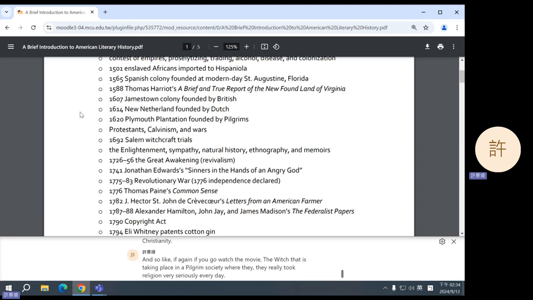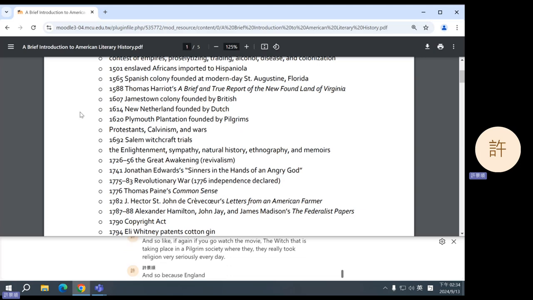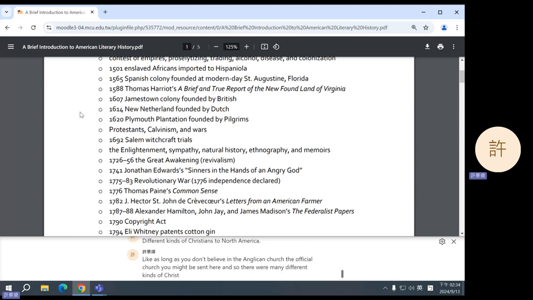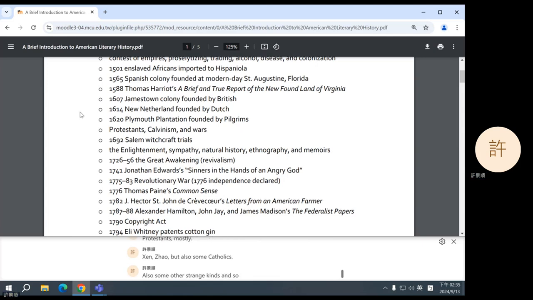And so because England kept sending different kinds of Christians to North America, like as long as you don't believe in the Anglican Church, the official church, you might be sent here. And so there were many different kinds of Christian in North America. Protestants, mostly, but also some Catholics, also some other strange kinds. And so they also fought among themselves.